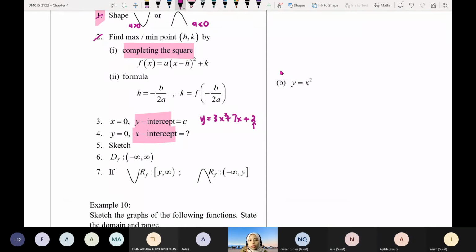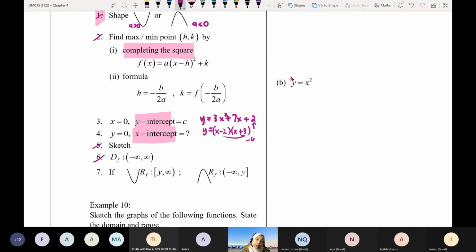But if it is given in this form, x minus 2, x plus 3 for example. So we don't know until we expand. So in this case, when we expand, we get negative 6. So the y-intercept is negative 6. Okay. And then you need to sketch, of course.